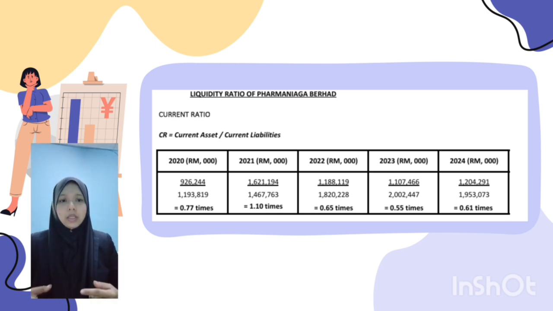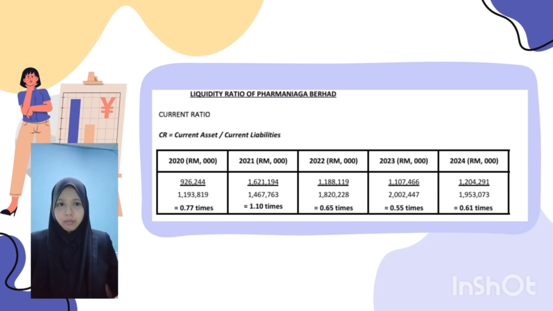In 2020, the current ratio stood at 0.77 times, meaning Pharma Niaga had 0.77 ringgit in current assets for every 1 ringgit of current liabilities. In 2021, a strong year with a 75% jump in current assets, pushed the ratio up to 1.10 times, the only year it exceeded 1.0 in this period.